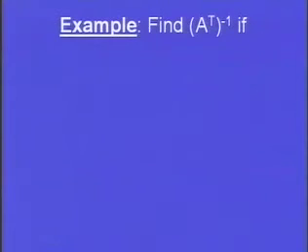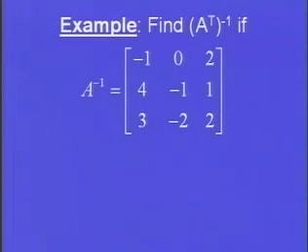Okay, find A transpose inverse if A inverse is equal to, in the first row, -1, 0, 2. In the second row, 4, -1, 1. And in the third row, 3, -2, 2. All right, what it's asked me to do is to find A transpose inverse, and it gave me A inverse.